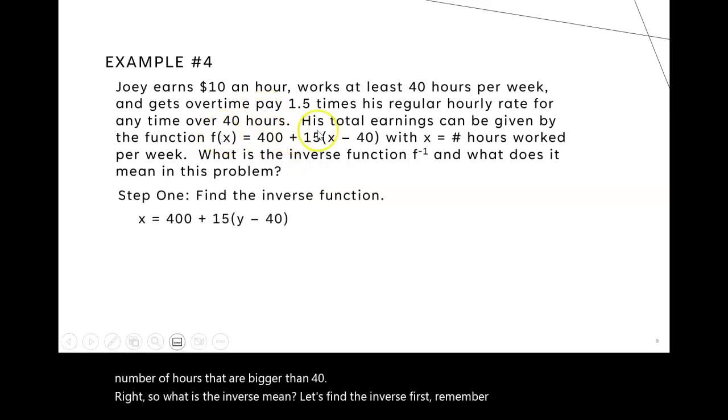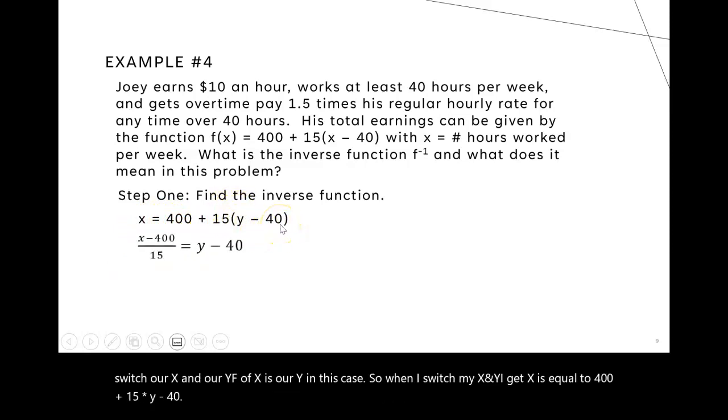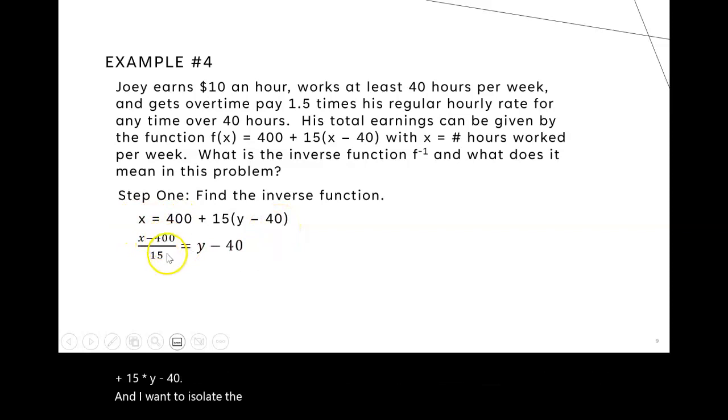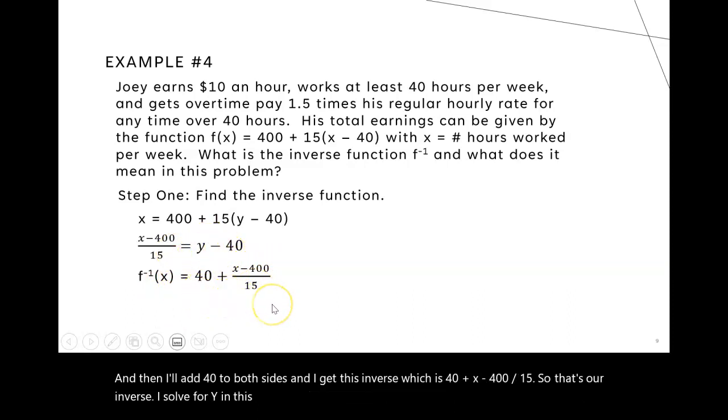Remember, we're going to switch our x and our y, and f of x is our y in this case. So when I switch my x and my y, I get x is equal to 400 plus 15 times y minus 40. And I want to isolate the y, so I subtract 400 and divide by 15. And then I'll add 40 to both sides, and I get this inverse, which is 40 plus x minus 400 over 15. So that's our inverse. I solve for y in this case.